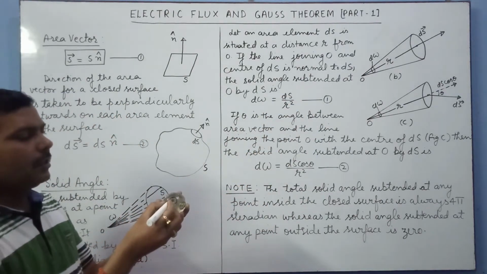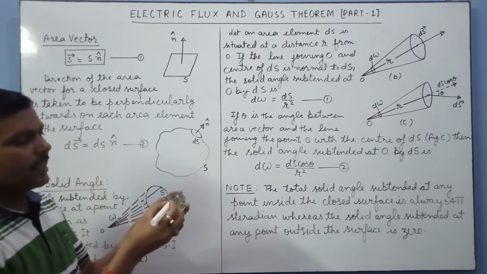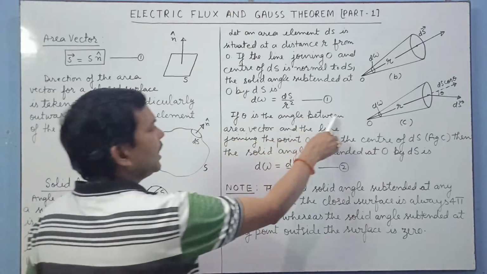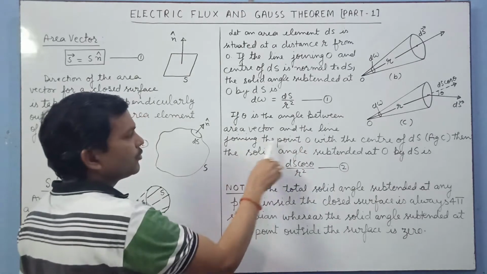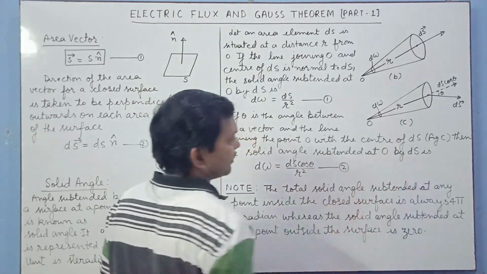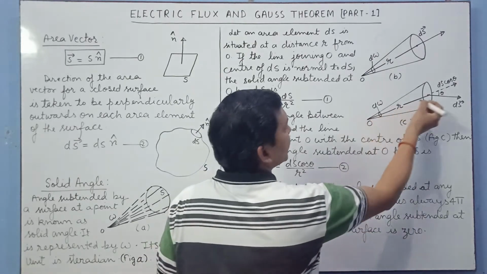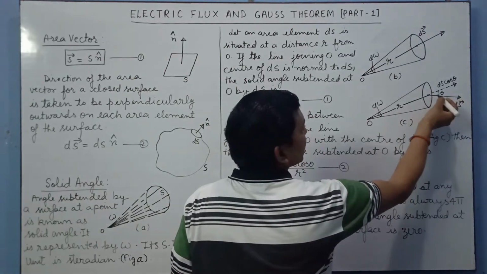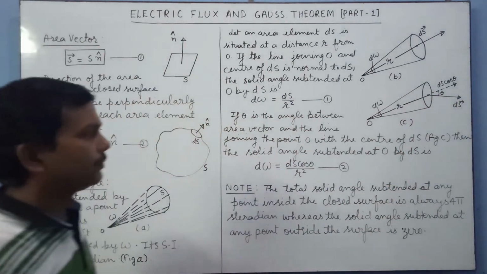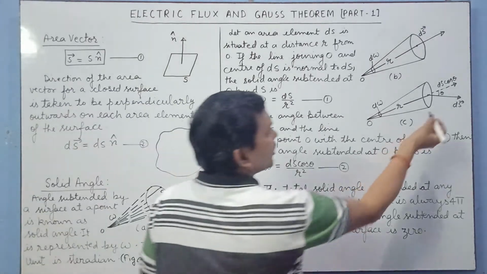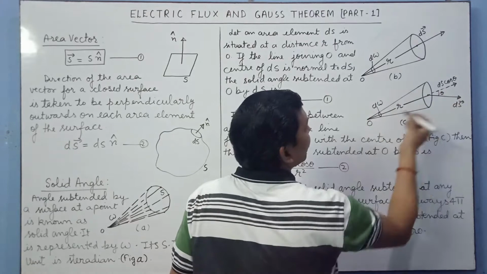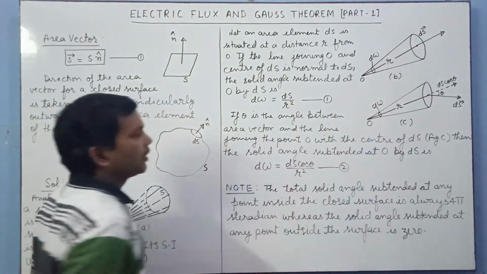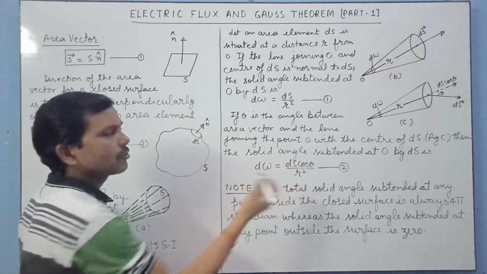If the line joining the point inside this surface with its center is in some other direction, means if theta is the angle between the vector and the line joining the point O with the center ds, here this is the line joining, this is in some other direction than the area vector of the surface. Suppose this makes an angle theta with ds. In this case, we will resolve ds along this line. So we get ds cos theta. In this case, solid angle d omega will be written as d omega is equal to ds cos theta by r square.